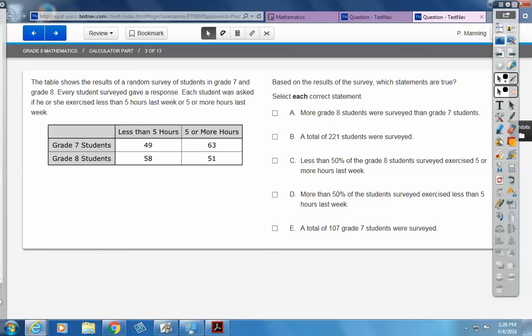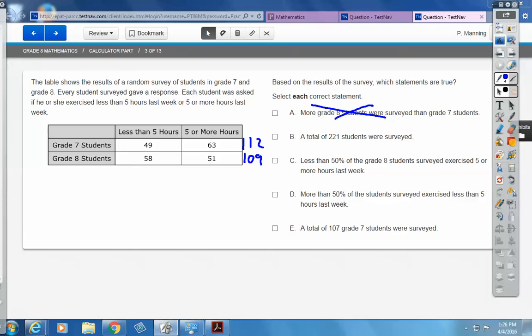More grade 8 students were surveyed than grade 7 students. Well, that's easy to figure out. We just add these two numbers together. For 7th grade, 49 plus 63 is going to be 2, carry the 1, that's 112. Over here we have 109, so more 8th grade? No, so we know this is wrong because we had more 7th graders, just 3 more.